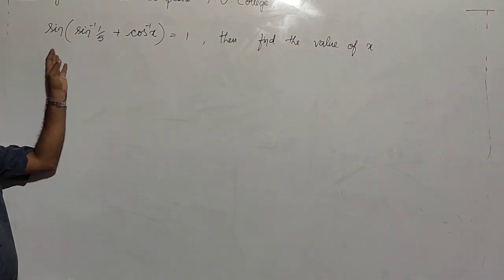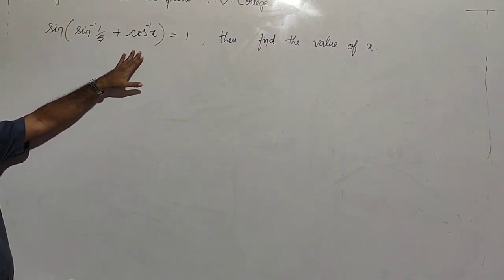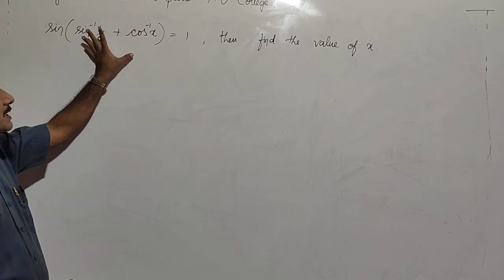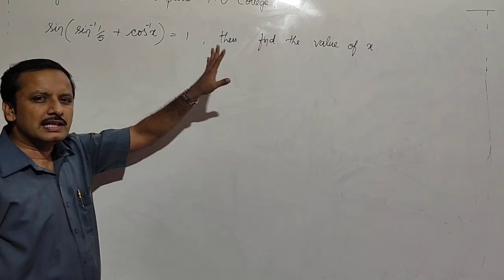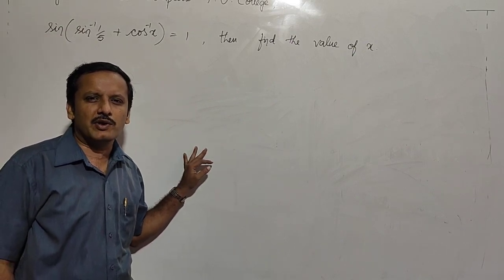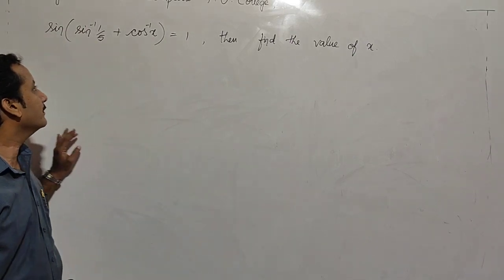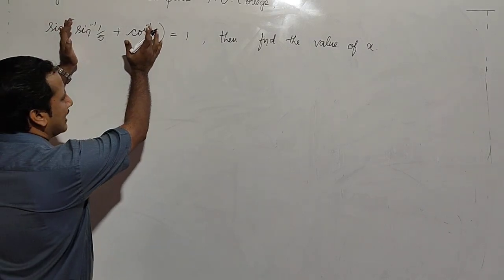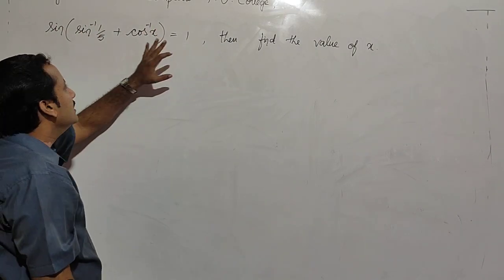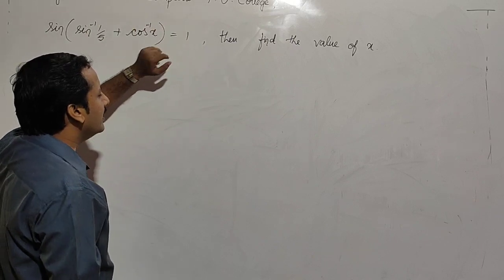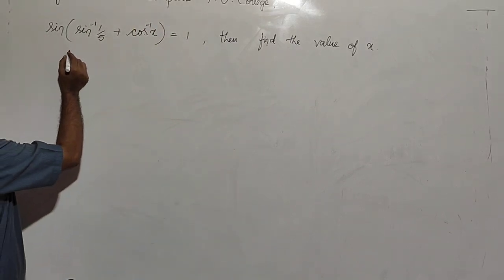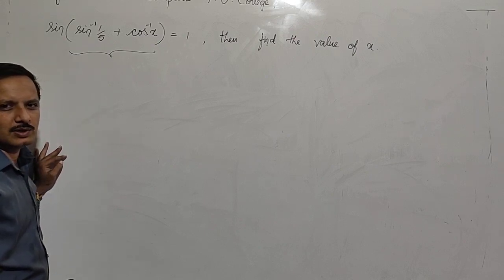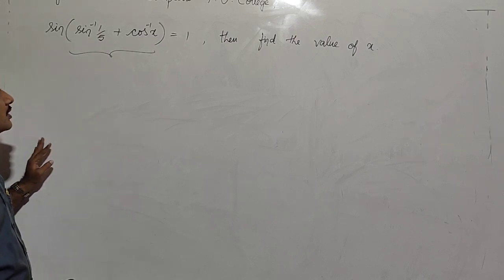Observe, sine inverse 1 by 5 plus cos inverse x is equal to 1. They have already given this equation. Sine of this expression is equal to 1. Then what is the value of x? That is what we have to find out. Now, as you know, sine of some angle here is equal to 1. This can happen only if this expression is equal to pi by 2. As we know, sine pi by 2 is equal to 1.